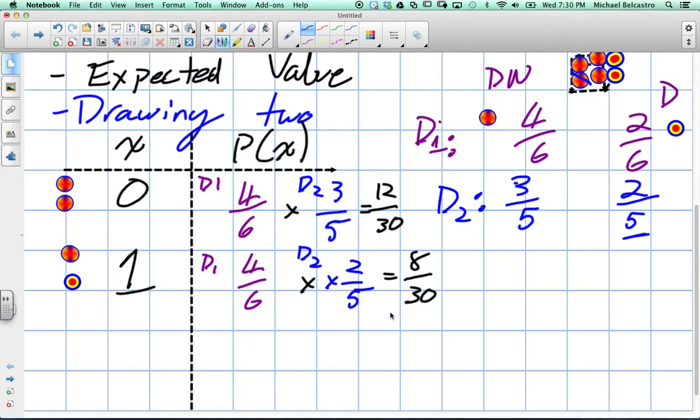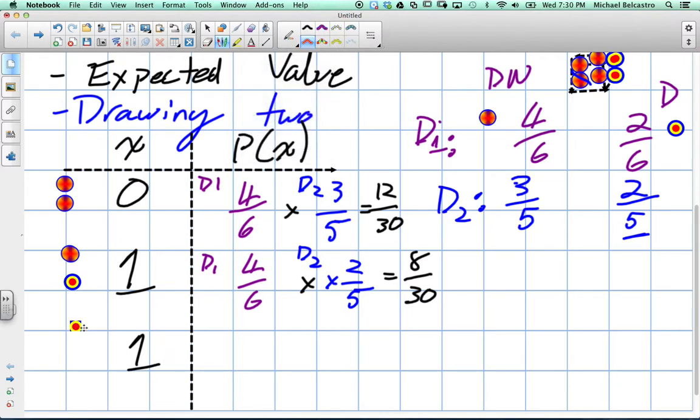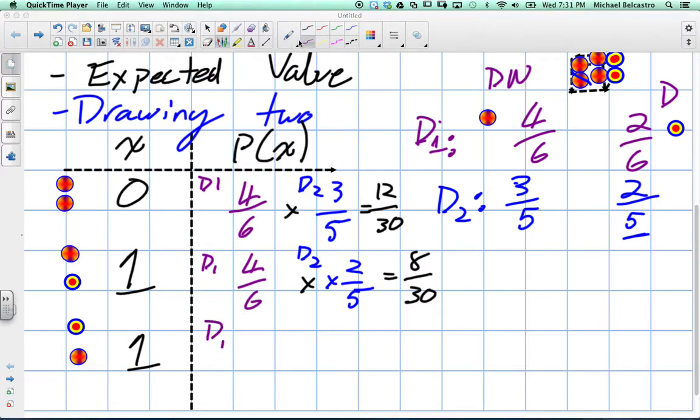Okay? But there's another option. We could also draw one in the reverse order, where we take a defective one first and then a non-defective one. Okay? So we'll look at those probabilities. We know in draw 1 the probability of taking 1 defective. Okay. So this is a little different.